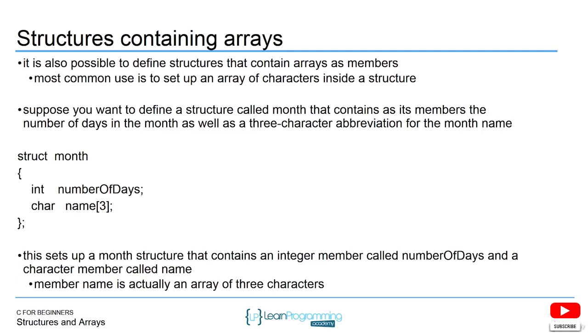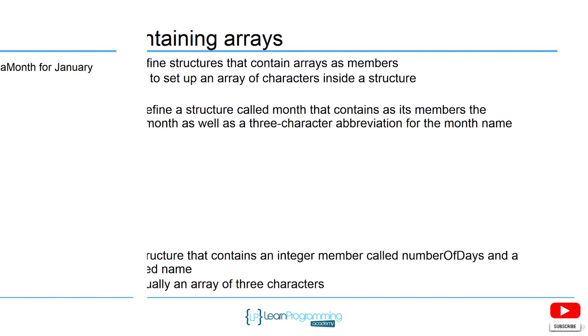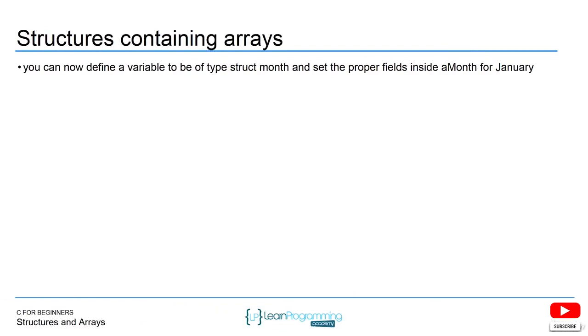But remember, character strings are arrays, right? And they're closely related to pointers as well. We know that by now. But you can easily have structures contain arrays by just putting them as a member element. And so this sets up a month structure that contains an integer member called number of days and a character member called name. Member name is actually an array of 3 characters. Pretty straightforward. So how do you actually access it?